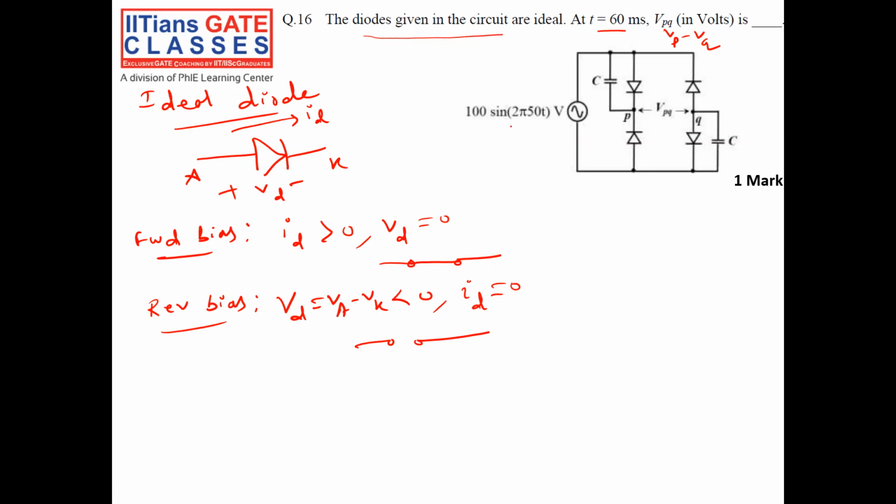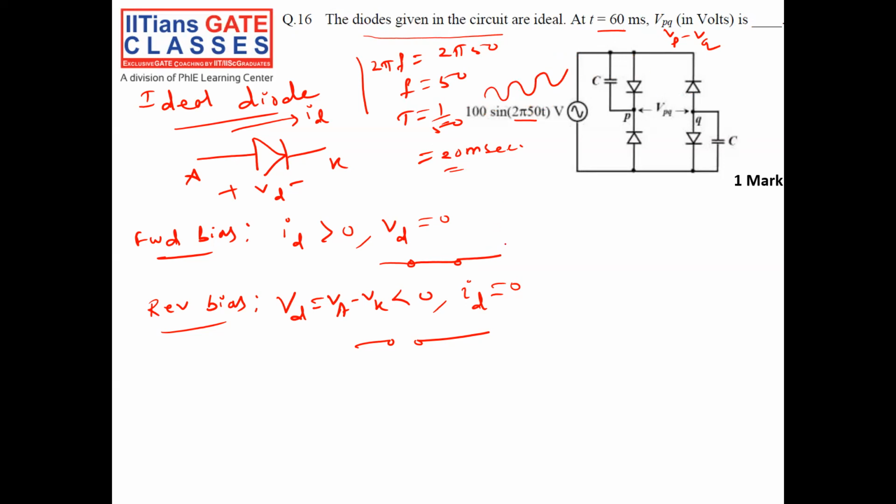In the input also, one thing is it is asking for t equal to 60 millisecond. Here 2 pi f is equal to 2 pi into 50, so f is equal to 50, and the time period is 1 by 50, which is 20 millisecond. So it is asking VPQ after 3 cycles of the input, because 60 millisecond means 3 cycles. After 3 cycles of my input sinusoid, it is asking for VPQ.